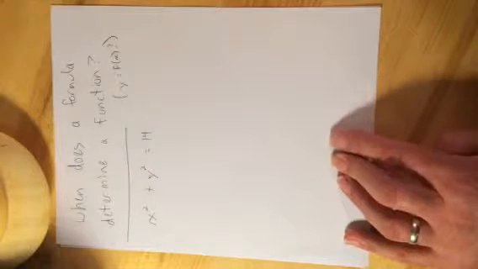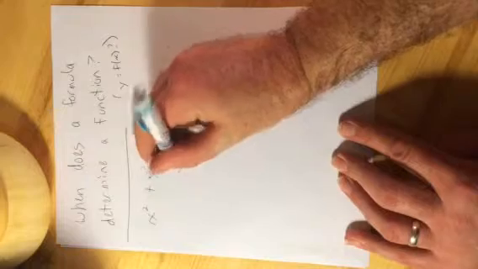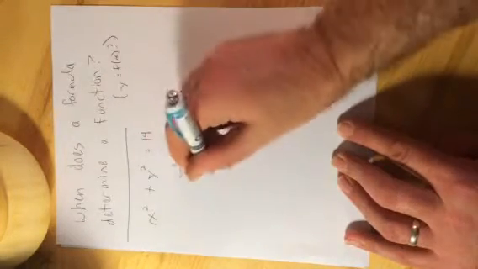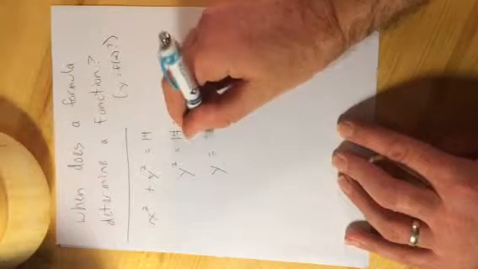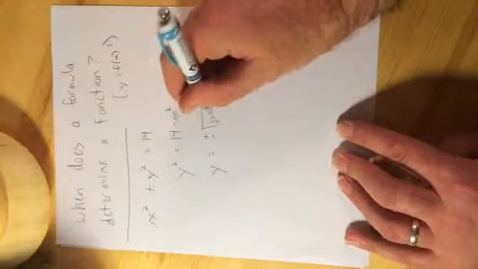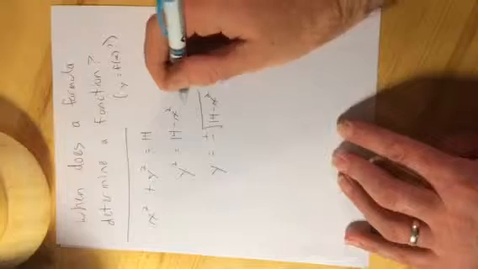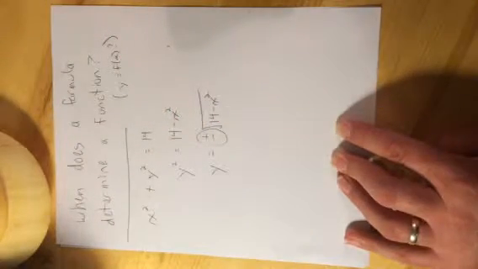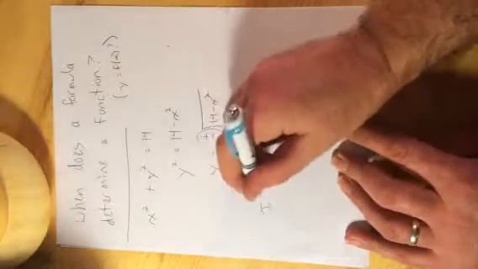Suppose you've got x squared plus y squared equal to 14. Now if you go to try and solve for y, you've got y squared equals 14 minus x squared. So y is going to be plus or minus the square root of 14 minus x squared. Now the problem is, since we had to take that square root, we've got this plus or minus here. So you find yourself making a choice. Anytime you're making a choice, what you have is not a function.